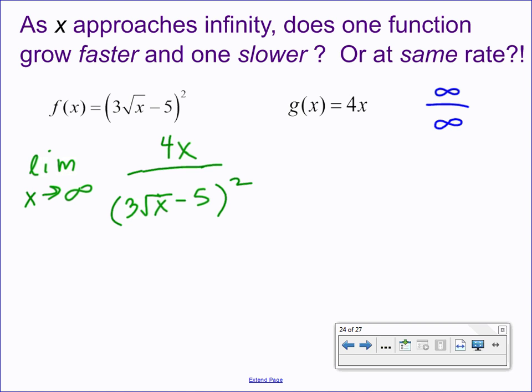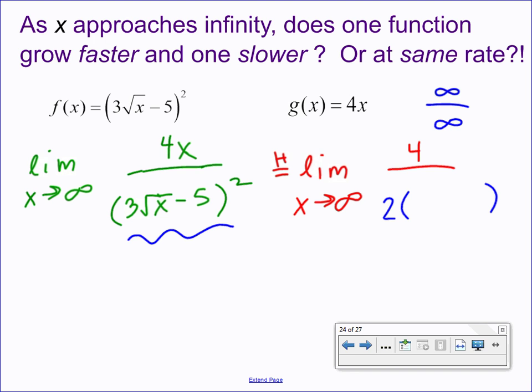So, the limit as x approaches infinity of 4 over, oh goodness. So, how are we going to differentiate that bottom expression? Just a great review for our test. I'm going to use the power rule with the chain. Exponent times the base raised to 1 less, times the derivative of the base, where my base is 3 root x minus 5, all to the first power. What's the derivative of 3 root x minus 5? That would be 3 over 2 root x.